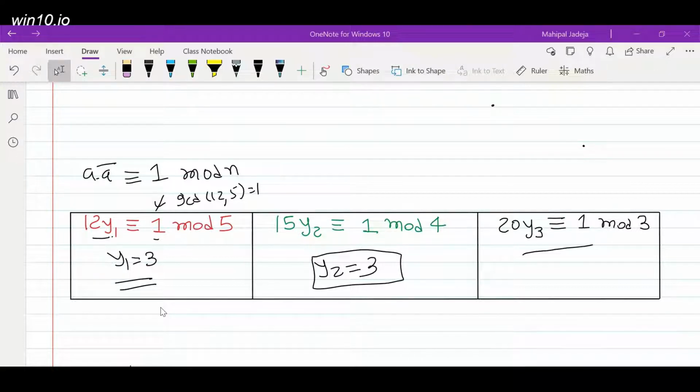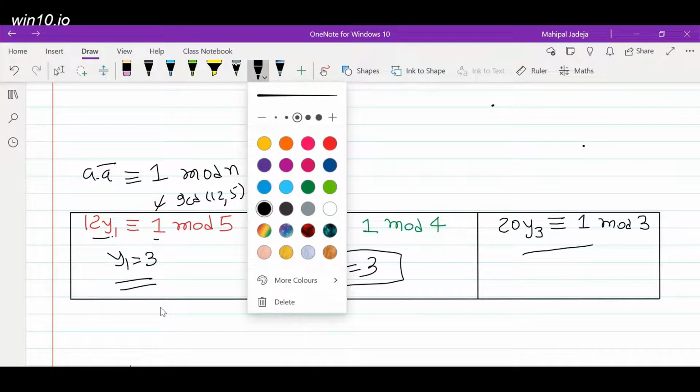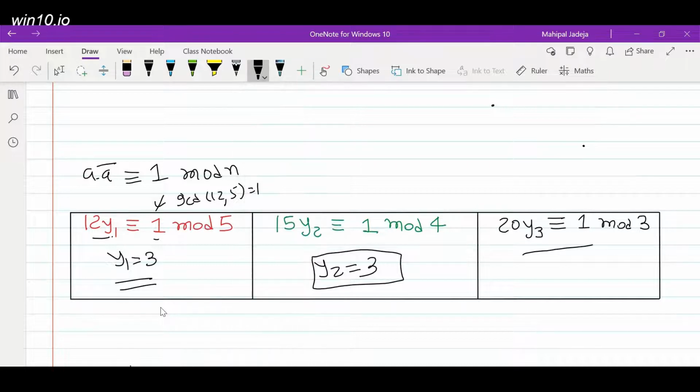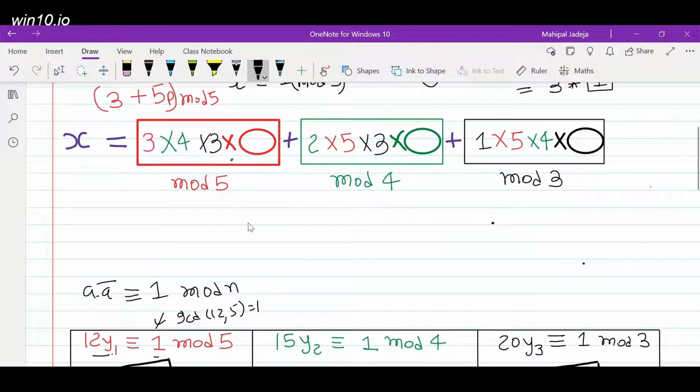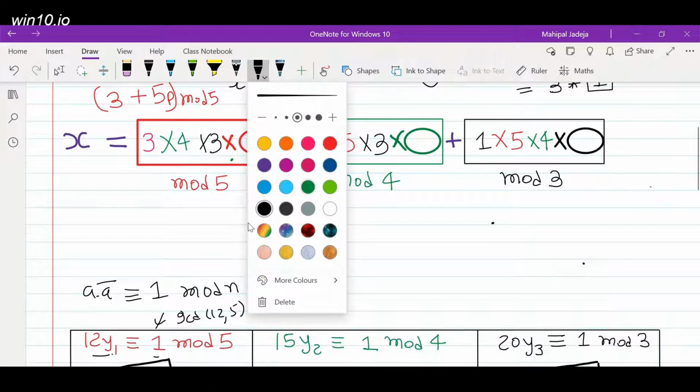So if we start with y3 is equal to 1, then 20 modulo 3 is 2, so this won't work. If we substitute y3 is equal to 2, then 40 modulo 3 is nothing but 1 actually, so we can say the value of y3 is nothing but 2. So now if we substitute these three values, y1 is equal to 3, y2 is equal to 3, and y3 is equal to 2, then we'll get the final value of x.